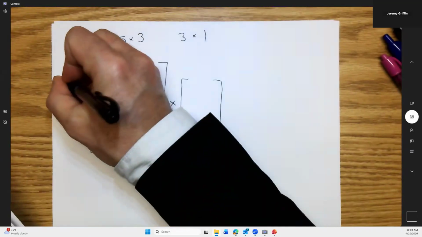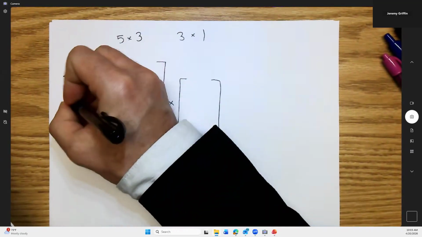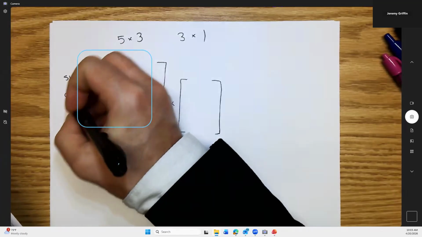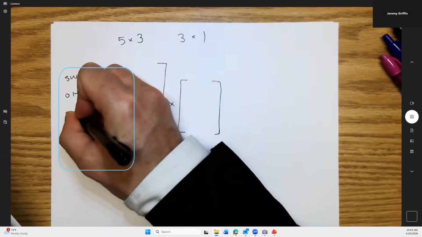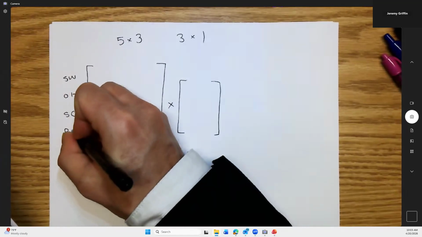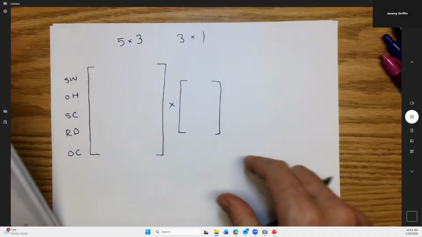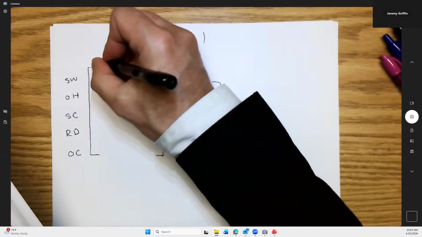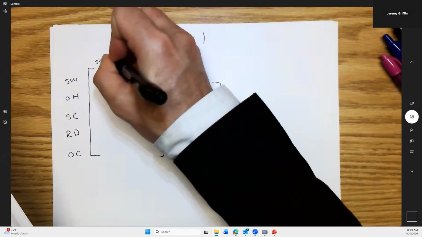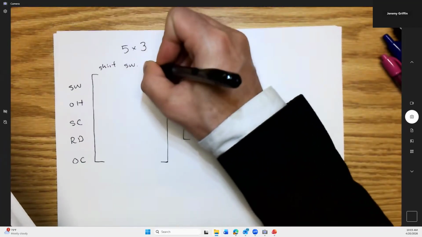I might even label these. Oh, yeah. We got Southwest, we got Oak Hill, we got Smith Convenience, we got Robbins Daycare, we have O&C Dance. And then each of them gets different numbers of shirts, sweaters, and hoodies.